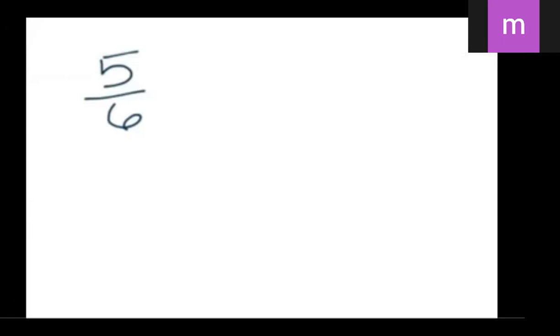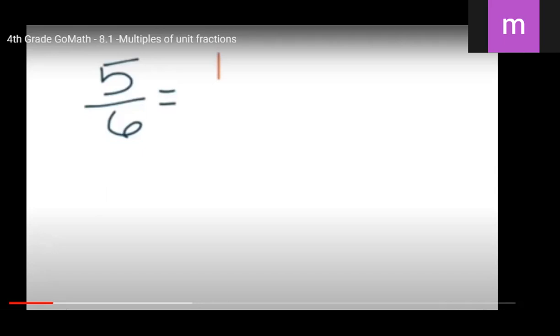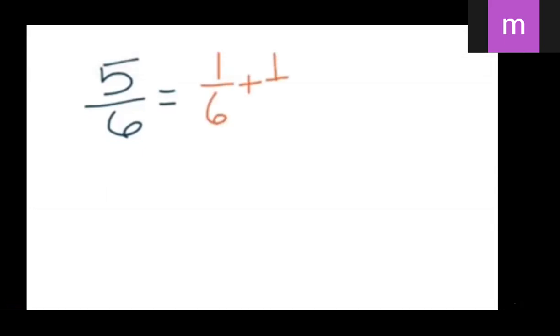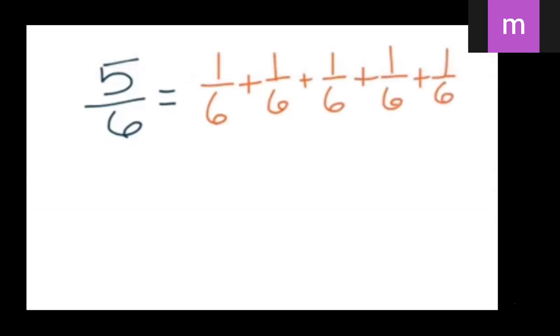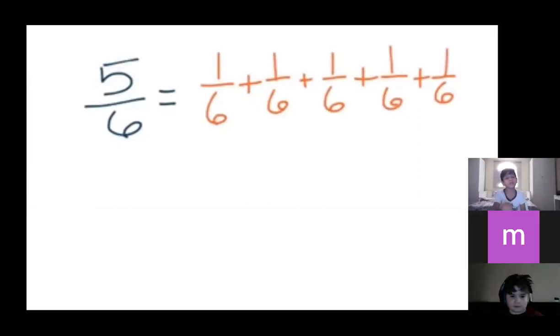And last chapter, what we did with a fraction like 5/6 was we broke it up to find an equation that would give us the sum that would equal 5/6 using unit fractions. So for example, 5/6, we would decompose this fraction and we would have 1/6 plus 1/6 plus 1/6 plus 1/6 plus 1/6. And we knew that when we added all these 1/6 unit fractions up, our sum would be equal to 5/6.